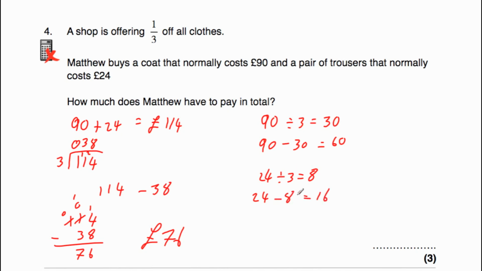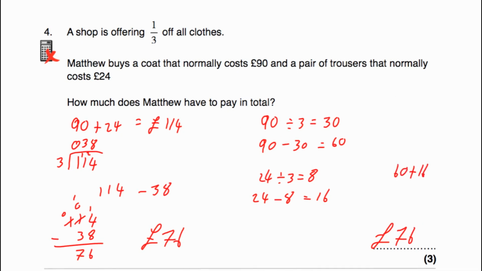So that means that the trousers would cost £16 in the sale, and then if we added the £60 and the £16 again, you would get £76. So £76 by doing 60 plus 16. So just to show you that both approaches would work. Okay, let's have a look at question number 5.